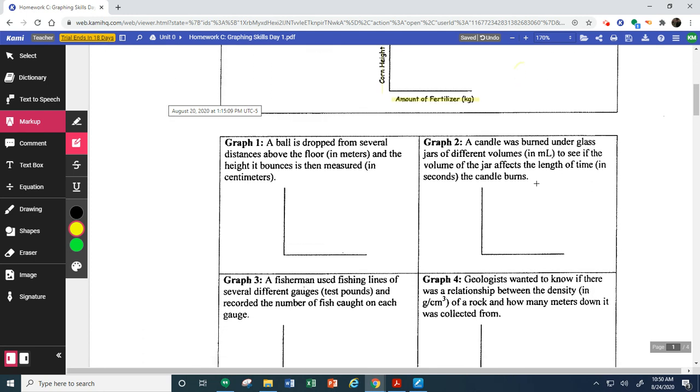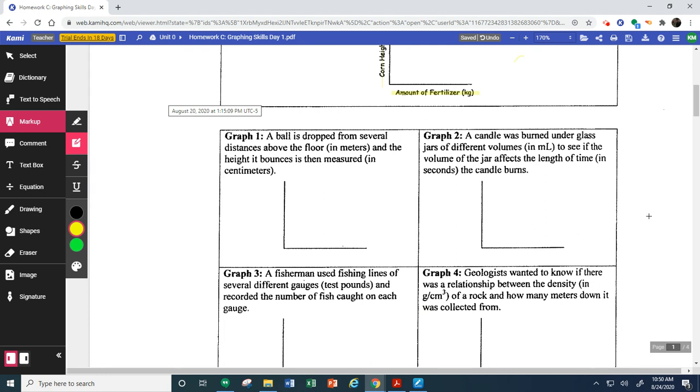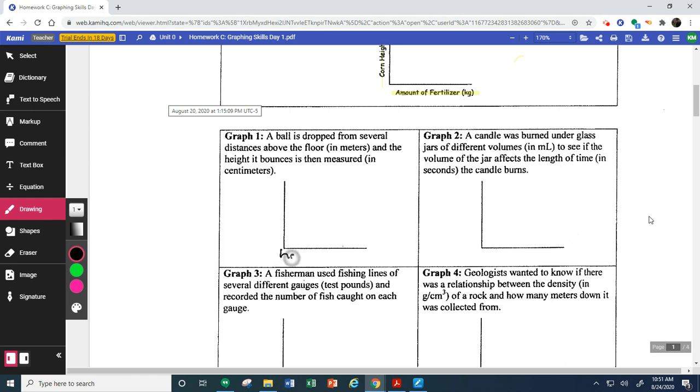Okay? So I'm going to set up graph 1 with you. It says that a ball is dropped from several distances above the floor in meters, and the height it bounces is then measured in centimeters. So you are controlling the distance from which it is dropped, and it tells you what you are measuring. So whatever's being measured is, again, going to be responding, or your dependent variable. There's a few different ways that you can label these. It's not necessarily one set answer. So I'm going to label this as height dropped.